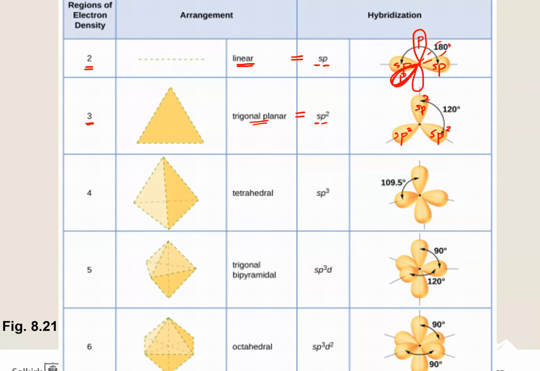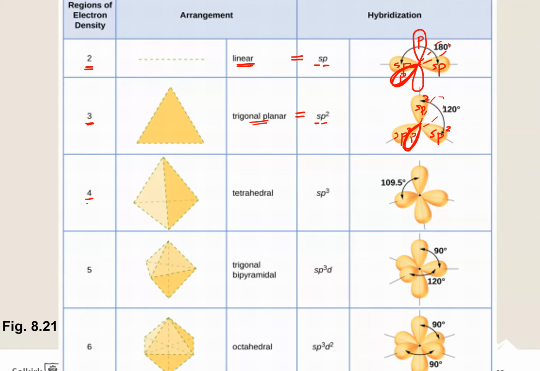And remember, I told you that the p is always perpendicular to the plane of the hybrids. When I drew an sp hybrid for you before, I had that tilted on its side, but now that the sp2s are in the plane of the screen, perpendicular to that would be a p orbital coming straight in and out. So there's an sp2 hybridized building block.